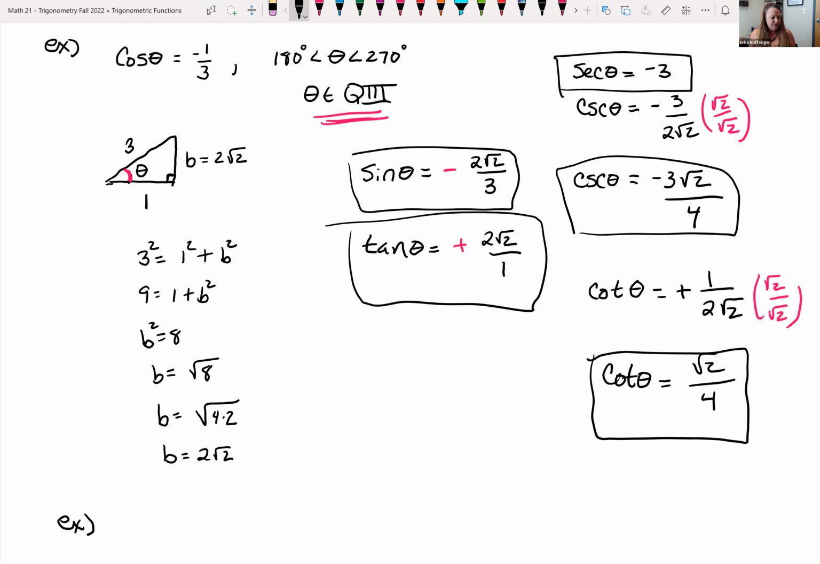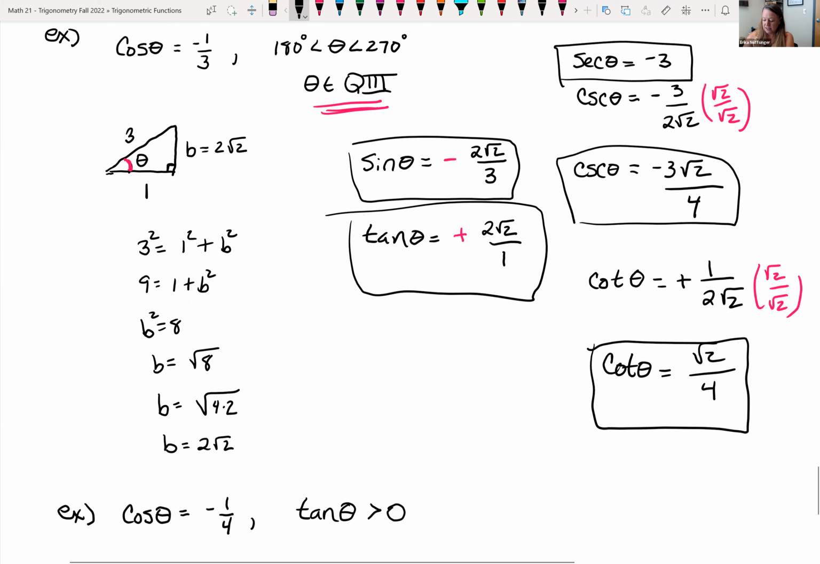So doing the same exact thing, but this time, let's say you're given that cosine theta is equal to negative 1/4, and we're given that tangent theta is greater than 0. So by that information, you should be able to deduce which quadrant theta falls in.